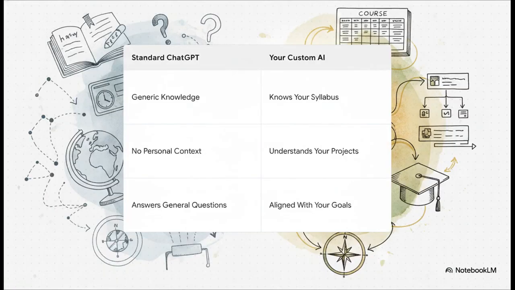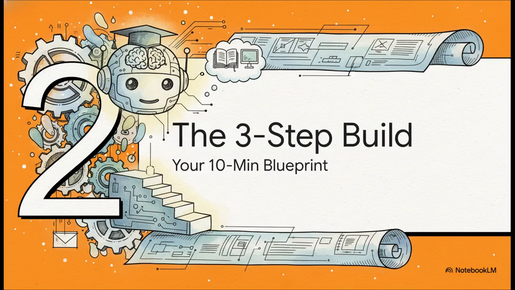Let's really break that difference down. A standard AI has all this generic knowledge, which is cool, but it has no idea what's on your syllabus for that final exam. Your custom AI knows. A generic tool has zero personal context, while yours actually understands the tiny details of your projects. And that's the game changer right there, moving from just general answers to real insights that are aligned with your goals.